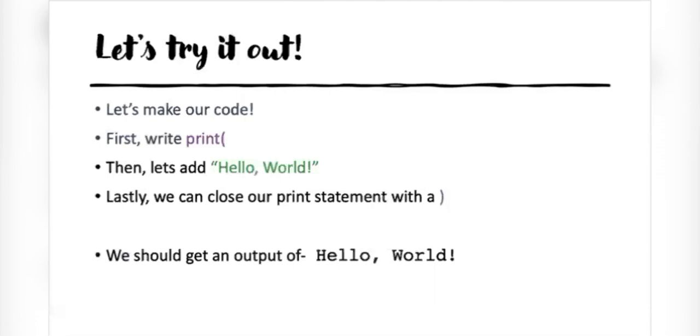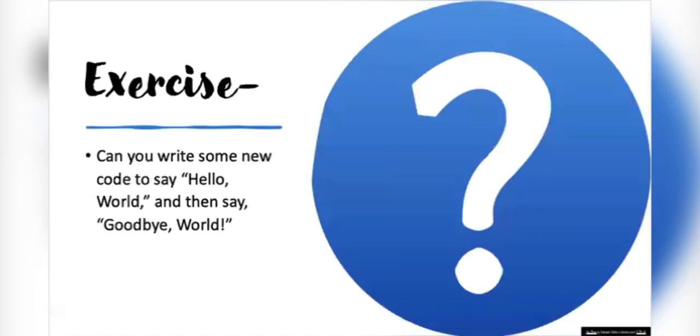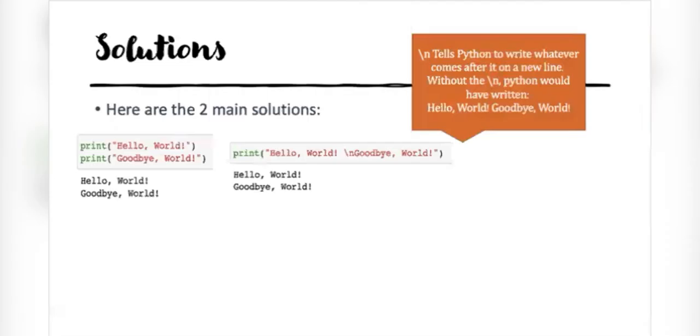Pretty cool, right? Now, you guys can pause the video and try this exercise. I want you guys to write a code piece that will say hello world and then goodbye world on separate lines. All right, now here's the solution to that.